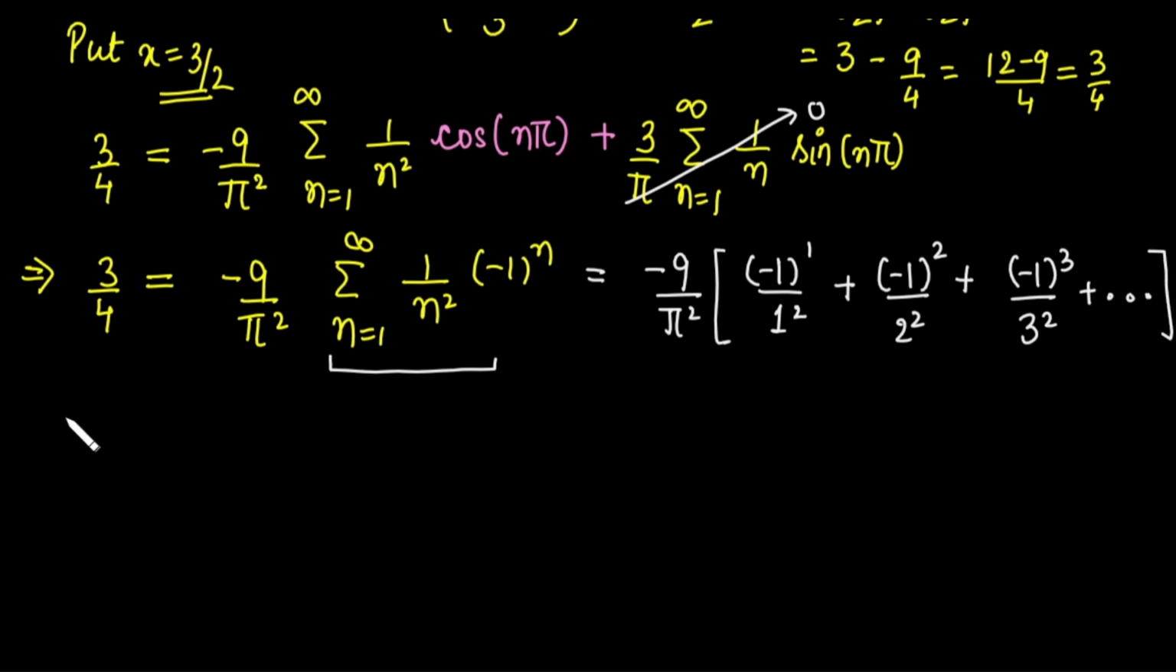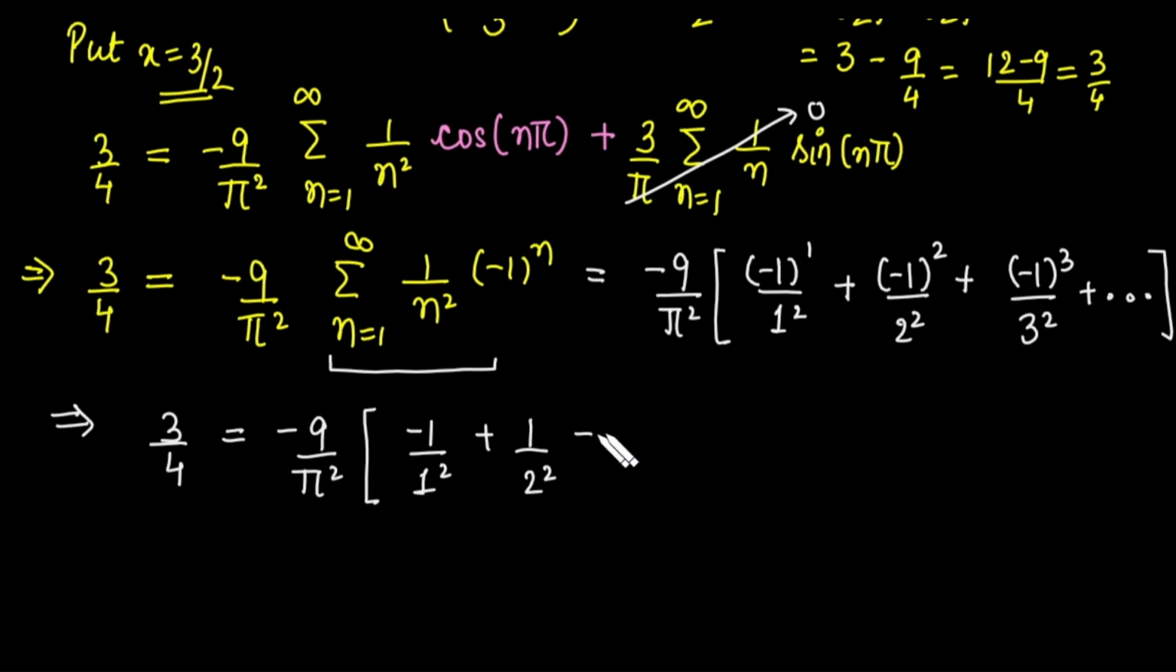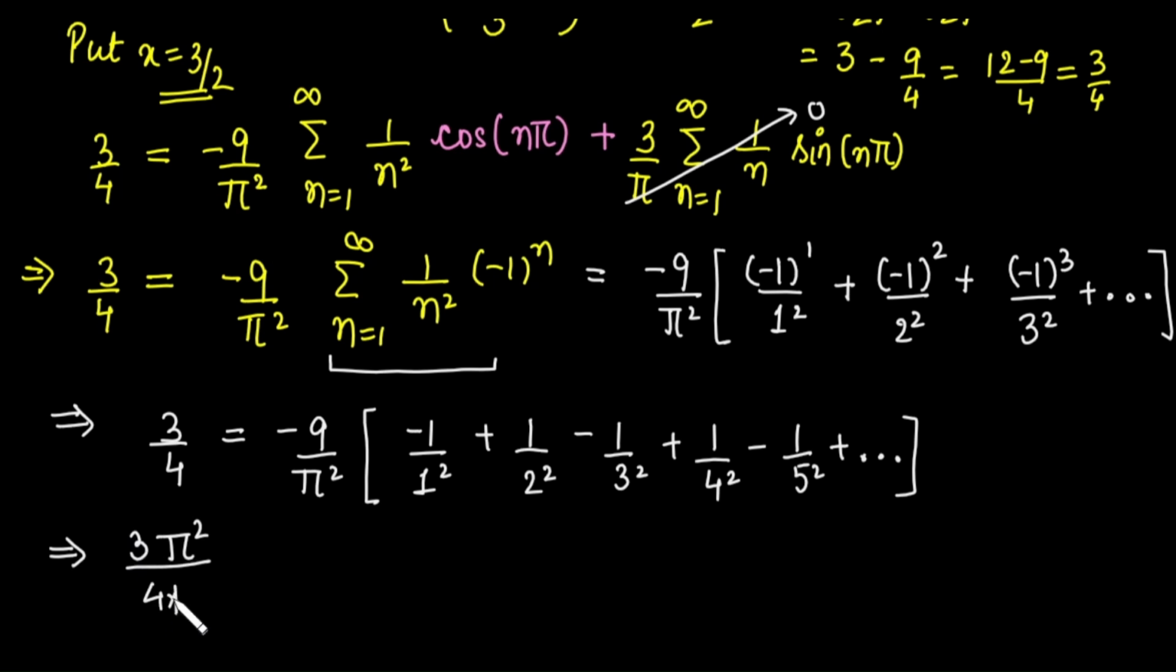Continue. This implies 3 by 4 is equal to minus 9 by pi square into minus 1 raised to power 1 is minus 1 upon 1 square. This is plus 1 upon 2 square, then minus 1 upon 3 square. Next term is a positive 1 upon 4 square. Next is minus 1 upon 5 square. So we have this type of a pattern. Simplify this. This implies pi square into 3 divided by 4 into 9 is equal to, multiply the negative sign with this series. We have 1 upon 1 square minus 1 upon 2 square plus 1 upon 3 square and so on.